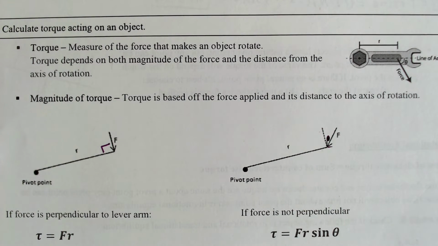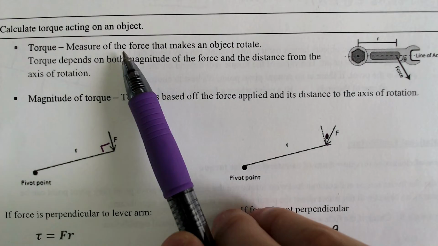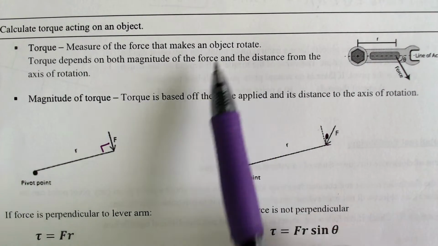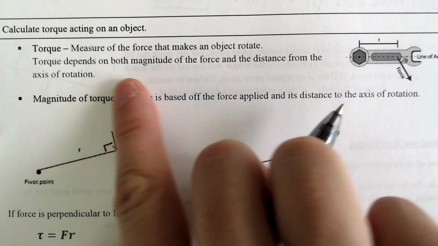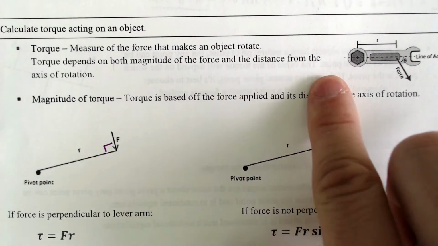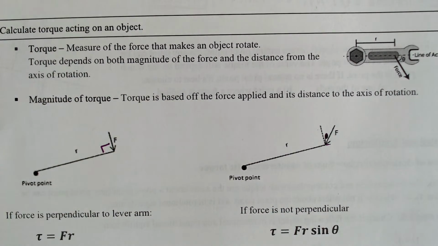Today we are going to be learning about torque. Torque is the measure of the force that makes an object rotate. So essentially, how hard you have to push something that's spinning around to get it to go faster or to slow it down, or vice versa. Torque depends both on the magnitude of the force and the distance from the axis of rotation, which we're going to go into detail about in a moment.